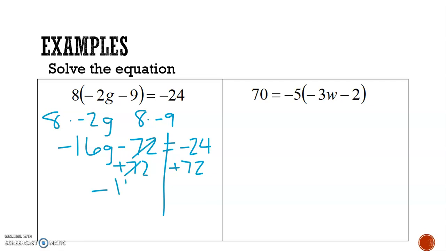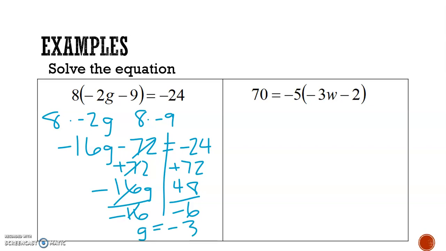Bring down that negative 16g. Negative 24 plus 72, that is a 48. And then we're going to divide both sides by negative 16 to bring that negative 16 over, and that is going to give us negative 3.